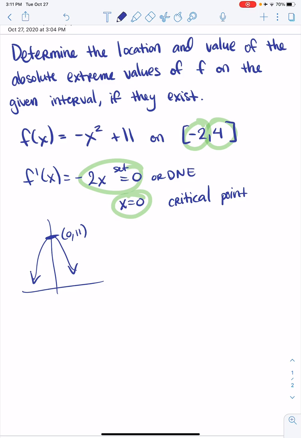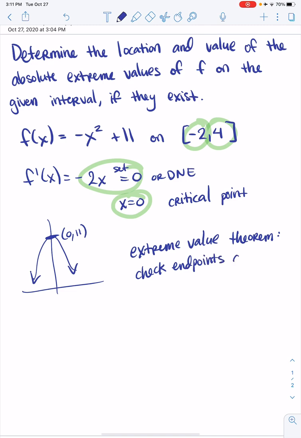So our extreme values then must occur, the extreme value theorem says that we need to check endpoints and critical points. And what does check mean? That means that we're actually just plugging in x.